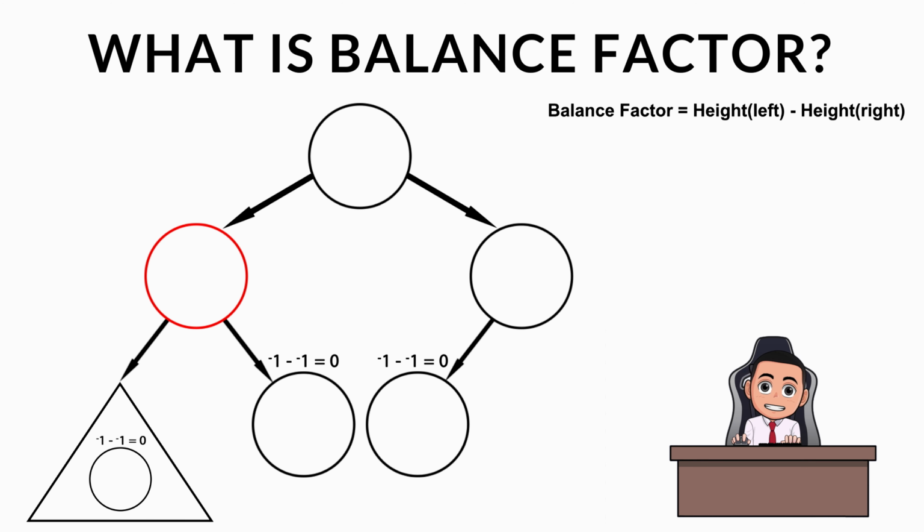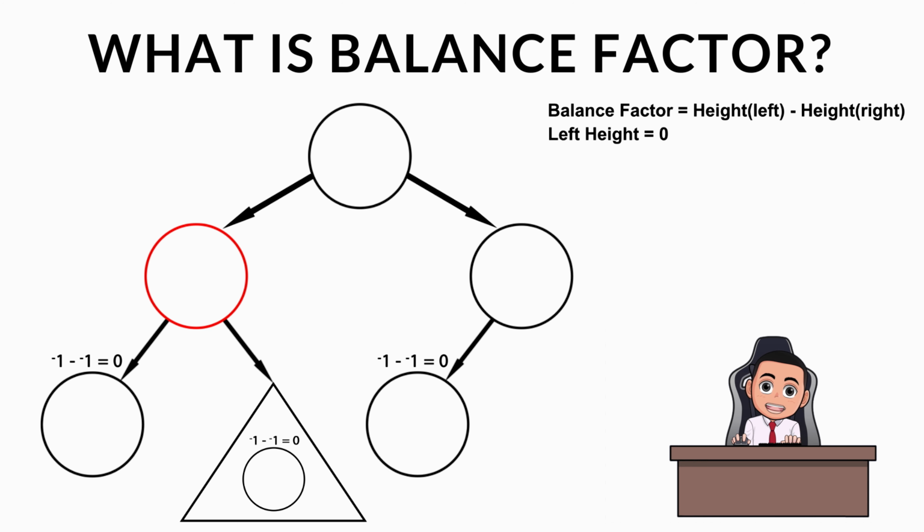Moving on to this node, we check the left subtree, and since this subtree only has a single node, we get a left height of 0. Checking the right side, we get the same thing, a single node, so the height of the right subtree is also 0. 0 minus 0, so we get a balance factor of 0.